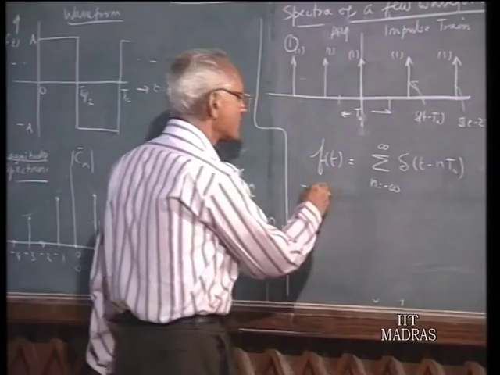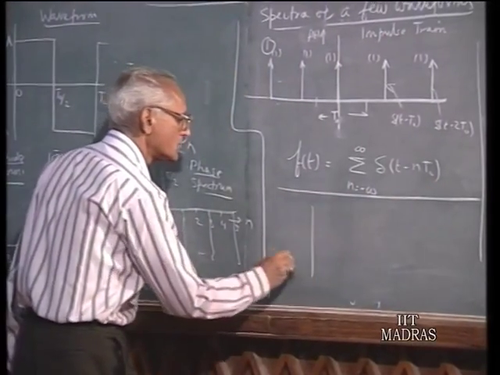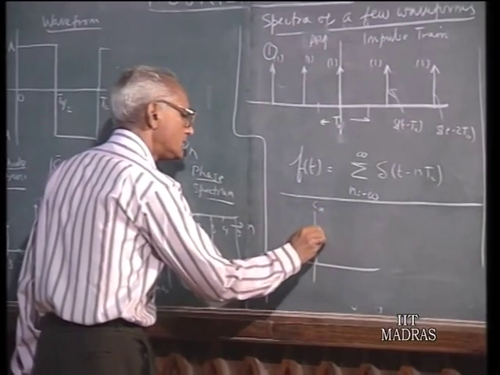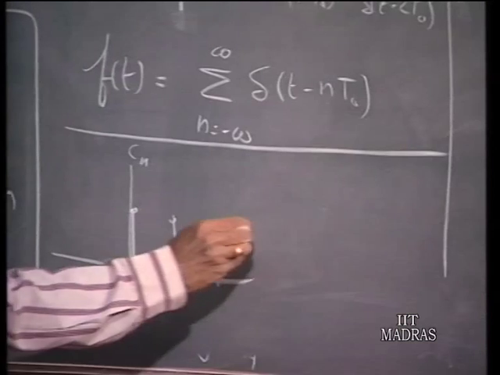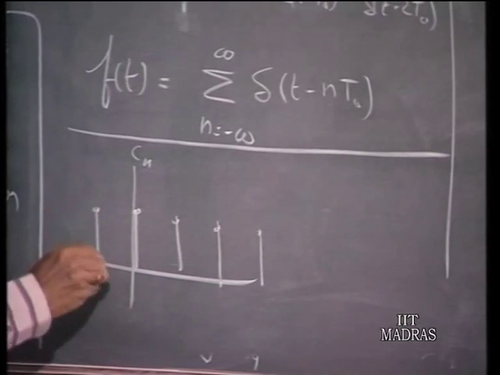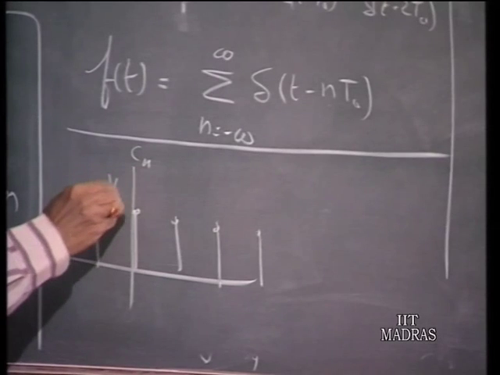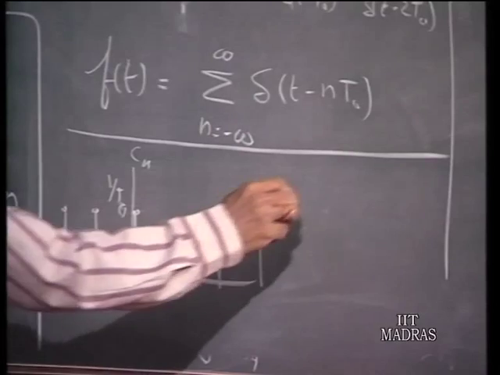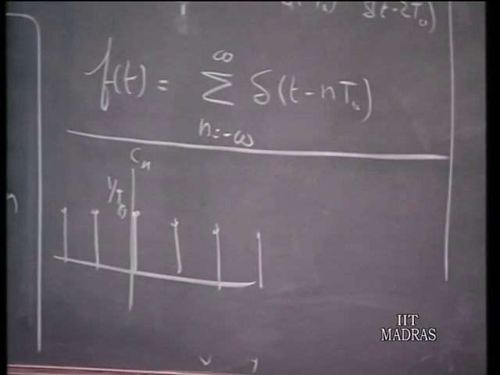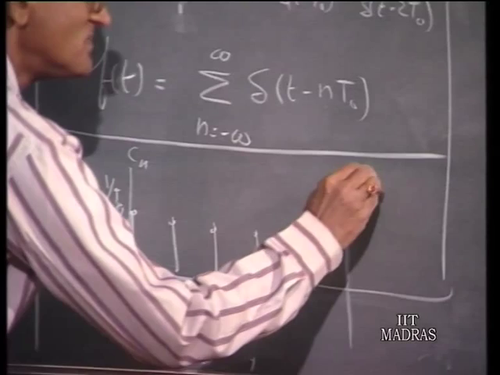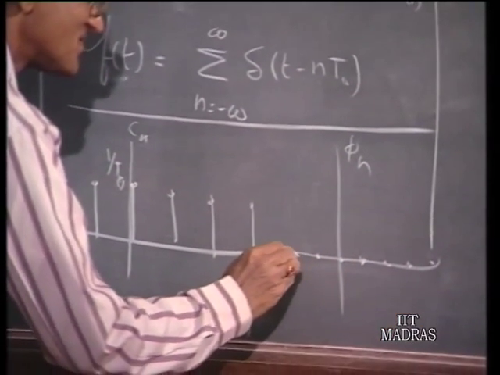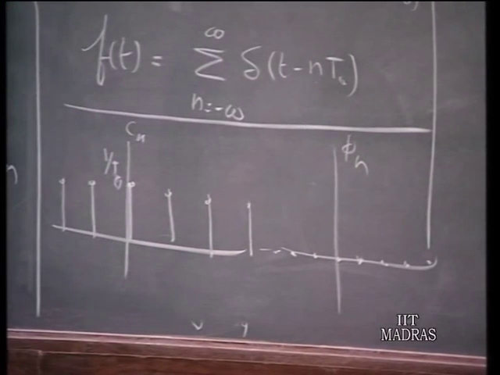So what do we have for the spectrum? We have Cn, the magnitude spectrum, flat, all components are the same value 1 over t naught. Phase is 0, because Cn is real and positive, that means the phase spectrum is 0. Very interesting result that we got now.